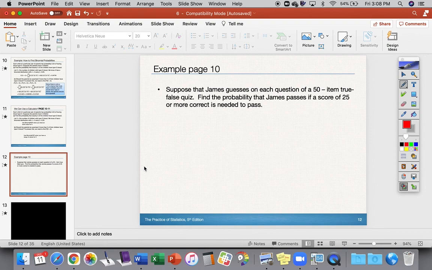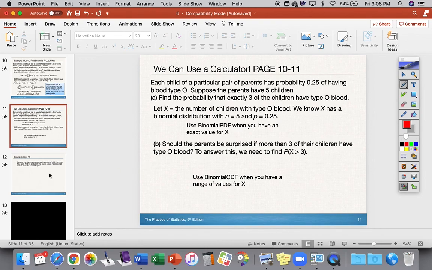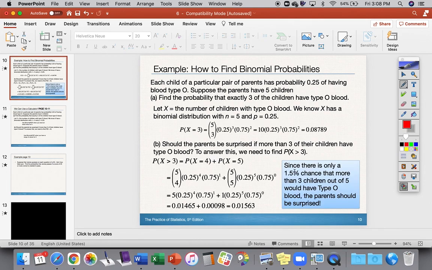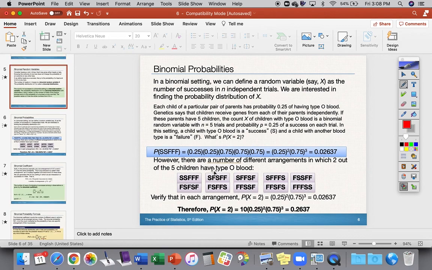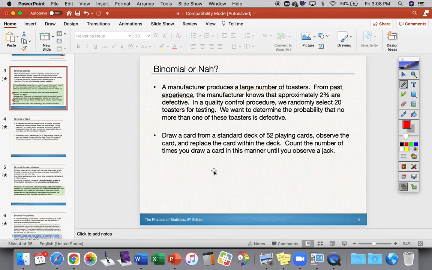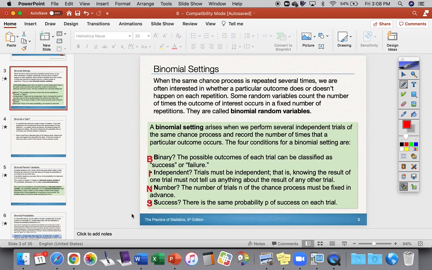Keep that in mind. If I said, what is the probability on this question it wasn't more than 3 children, and it was less than 3 children, just don't do the 1 minus. So binomial PDF, binomial CDF, and always keep in mind how to answer these questions, and you must establish the binomial setting to use this.